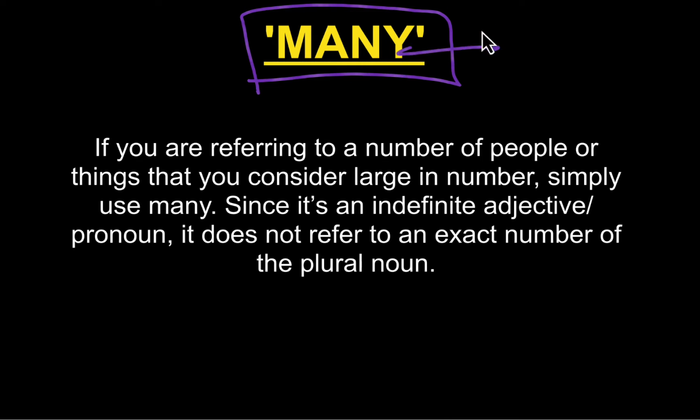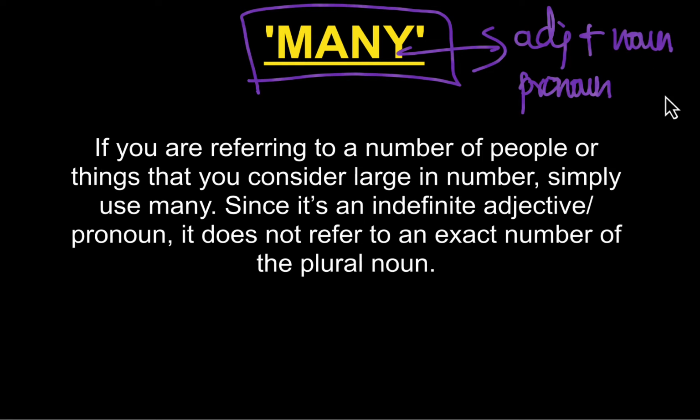Many as a word can be used as an adjective as well as a pronoun. When it is used as an adjective, it has a noun after it. When it functions as a pronoun, it doesn't have a noun after it. Now, when to use many? Very simple. When you're referring to a number of people or things or something else, maybe animals, but a number of something, a plural noun that you consider a large number, simply use many.